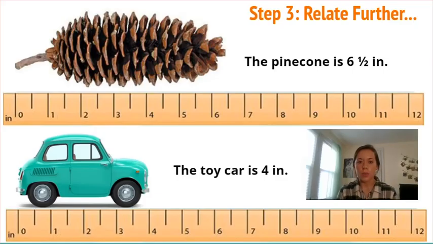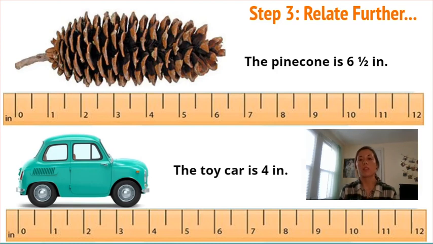All right, so we're going to stick with the pine cone and toy car since we've already done that. I call this step 3 continued, or relating further. We remember that we're only using inches here. You can see that both rulers are in inches. You remember that the pine cone is 6.5 inches and that the toy car is 4 inches.